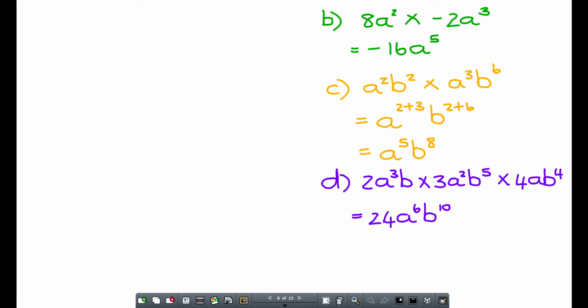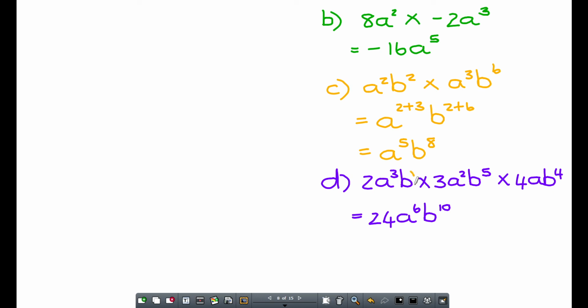Then look at the bases that have a b. b to the power of 2, b to the power of 6. Same base, and we're multiplying, so I can add those exponents. That's why I say b to the power of 2 plus 6. So that would be your final answer. Okay. Any questions?